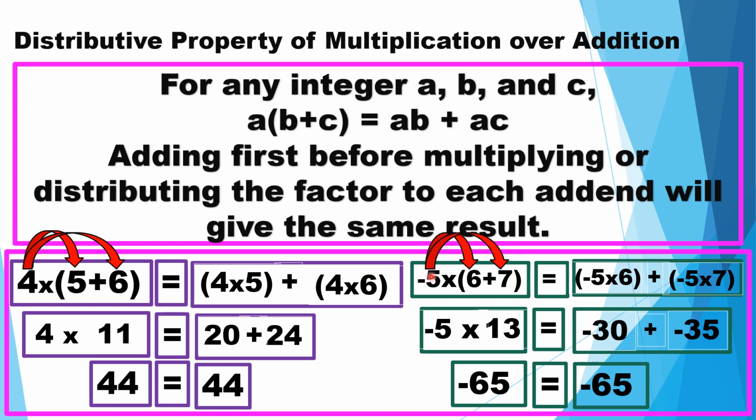So, tingnan nyo po, etong nasa left side. Adding first, kahit na i-add nyo po muna etong nakagroup, then i-multiply sa negative 5, yung answer is negative 65. Or, distribute muna to each factor, then add. So, yung answer is negative 65. So, that is distributive property of multiplication over addition. Adding first before multiplying or distributing the factor to each addend will give the same result.